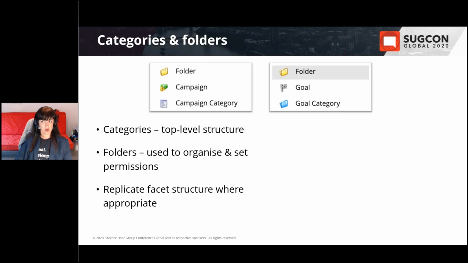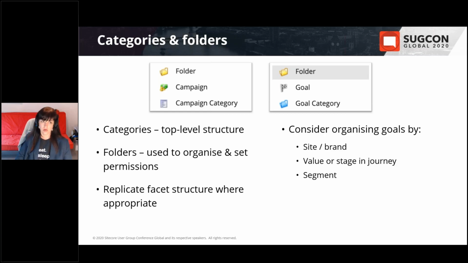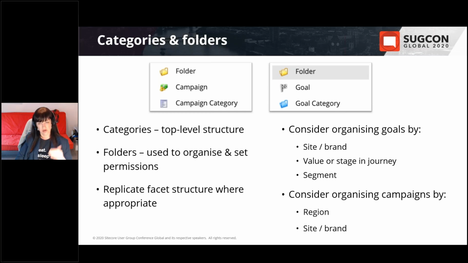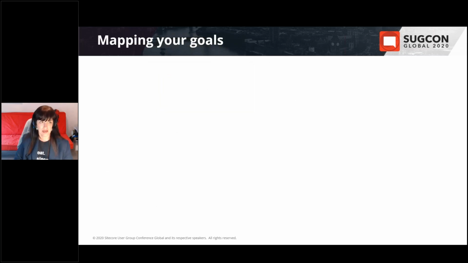Facets are, as I said, goal facets and campaign facets. Basically, what you would probably do is replicate the facet structure in your folders where it's appropriate. That way everybody's pretty clear about what they do. I would consider organizing goals by something like the site for starters, or possibly the brand, the value or the stage in journey as a sub-level, and the segment. And then consider organizing campaigns by things like region, site, brand, and so on, and then dig down into further levels. So let's have a look at goals and engagement value scales.